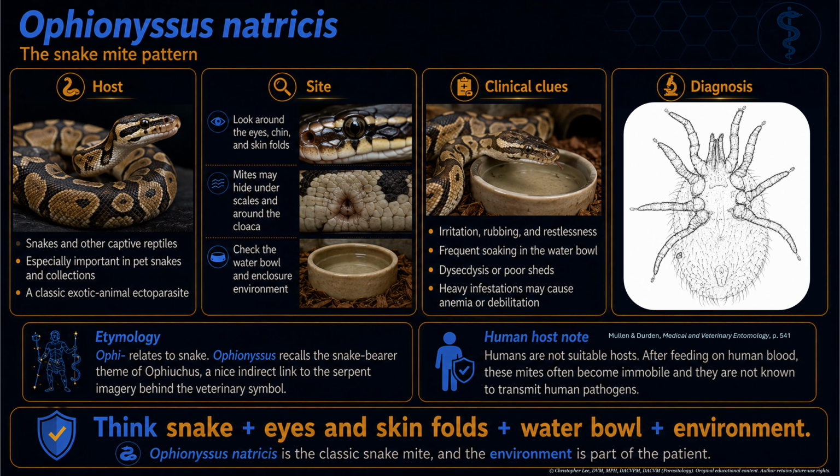One memorable human health note comes from Mullen and Durden. Humans are unsuitable hosts. Snake mites may bite people and cause pruritic dermatitis, but after beginning to feed on human blood, they become immobile and fail to recover. No transmission of a human pathogen has been established. Bad day for the mite, itchy day for the human, but not a human life cycle.